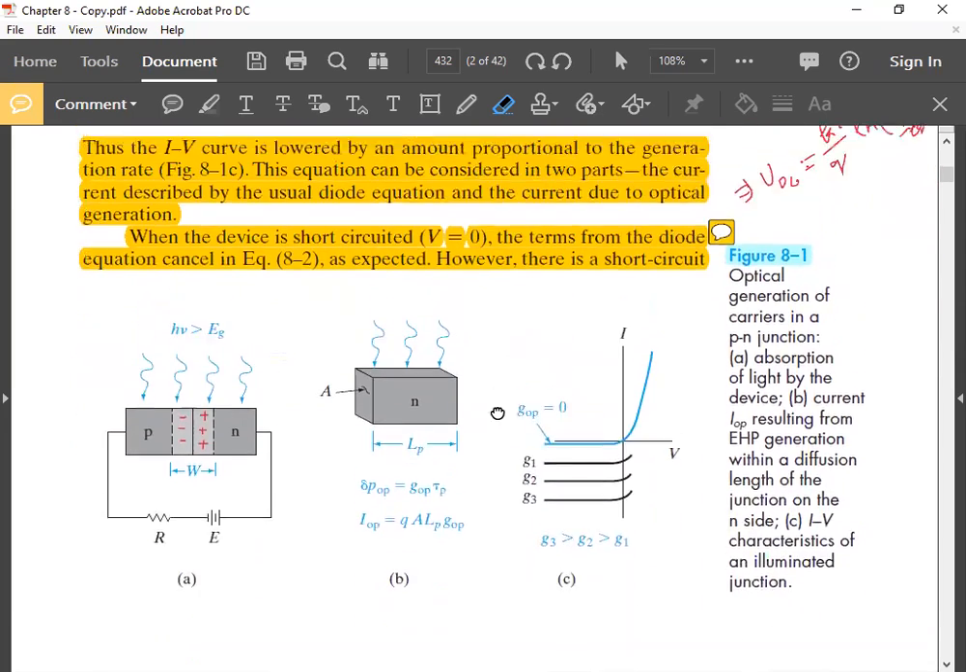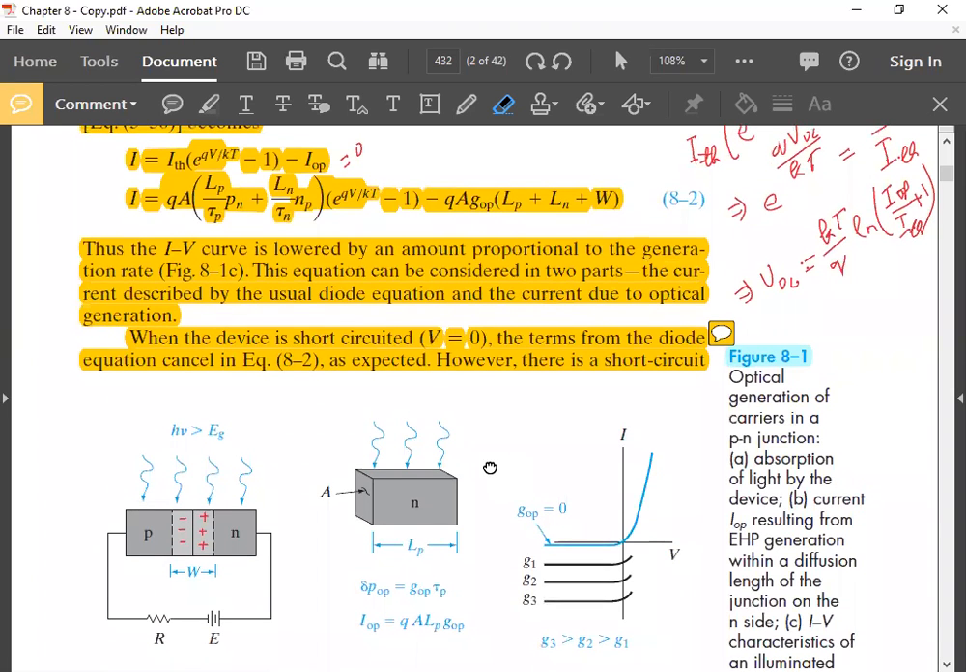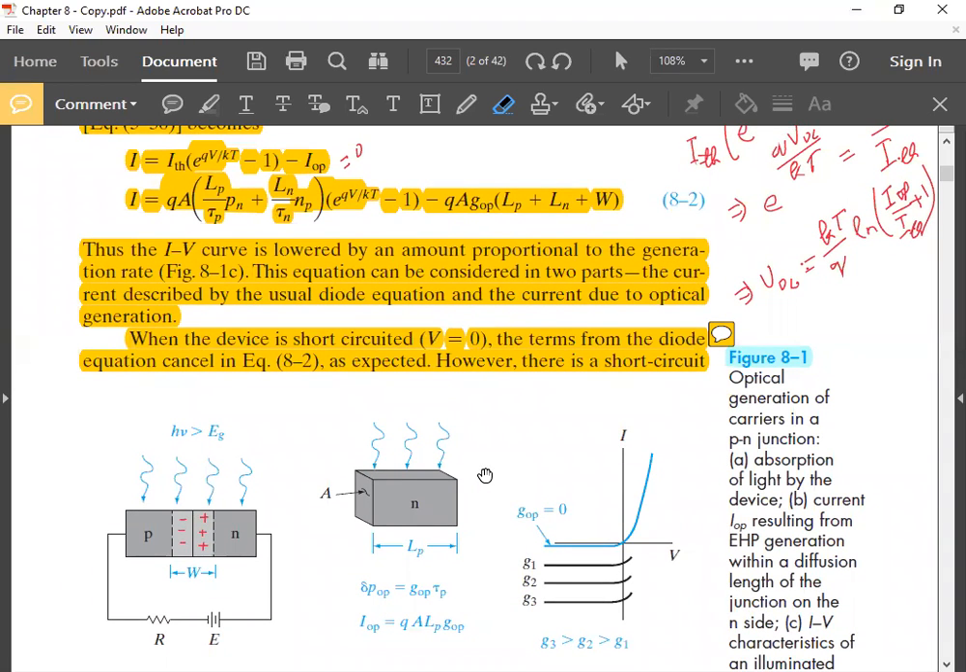Sir, this is also an equilibrium scenario, right? Sir, open circuit. Not equilibrium. This is a steady state. Oh, sorry, a steady state. Steady state is not equilibrium. It's a non-equilibrium.